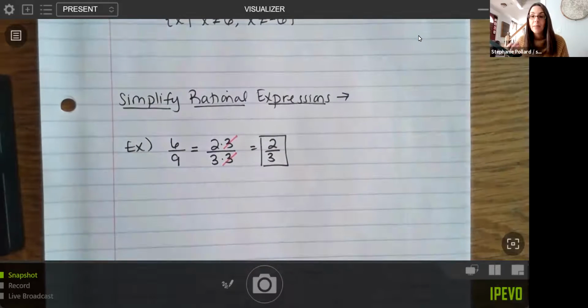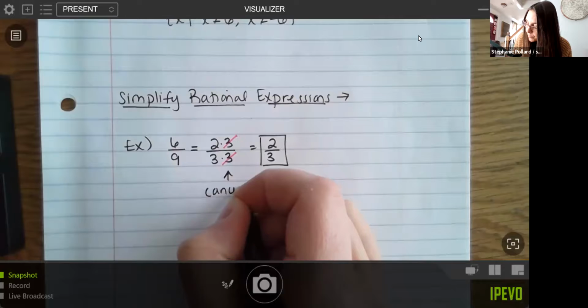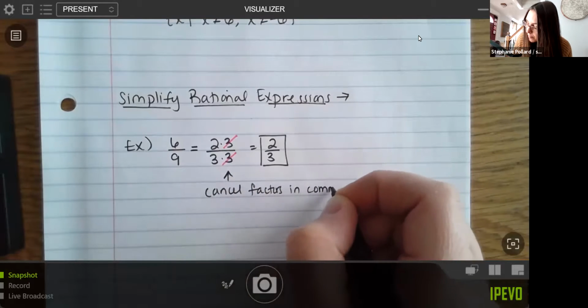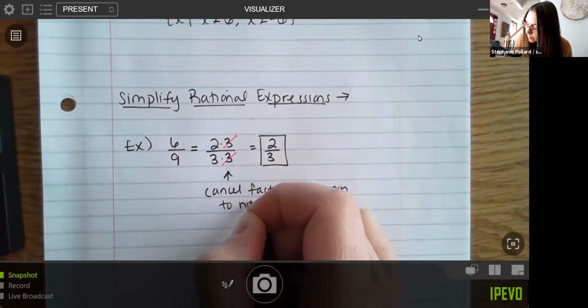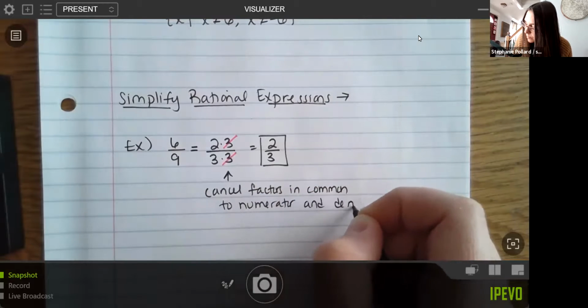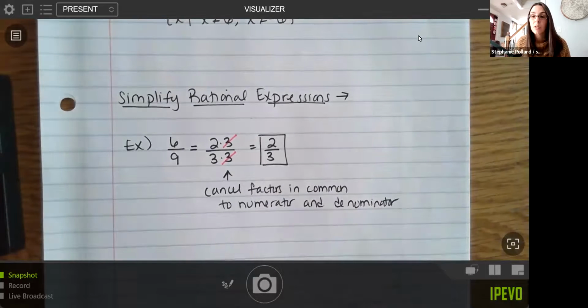And we're going to use the same technique with rational expressions. So we just cancel factors in common to both the numerator and denominator. So very similar technique with rational expressions, obviously a little bit more complicated because you have x's and things, but that same basic idea that you're looking for what is in common to both the top and the bottom that we can cancel out. So let's look at a couple of examples.